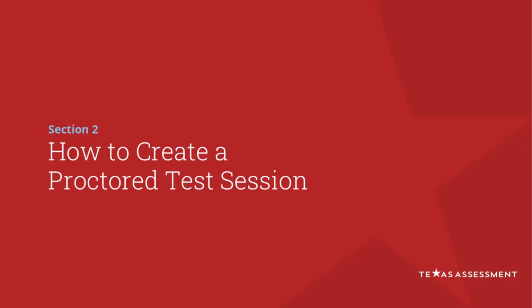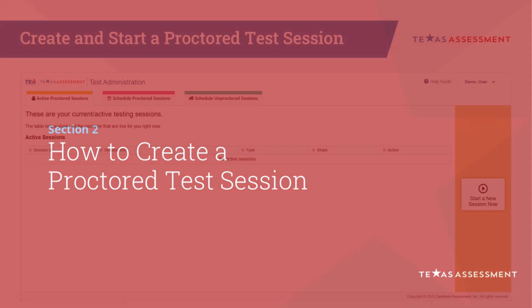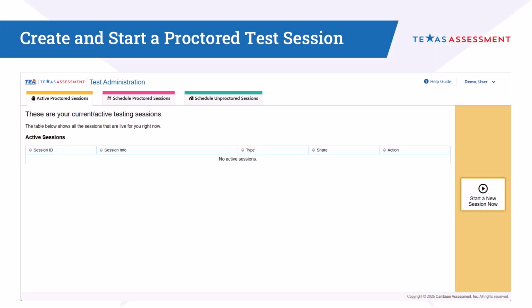Now, let's turn to proctored test sessions. You can create a proctored test session in two ways. You can create a session that starts immediately, or you can create one in advance and schedule the session to start later. First, we will look at how to start a test session immediately. From the Active Proctored Sessions tab, select the Start a New Session Now button.